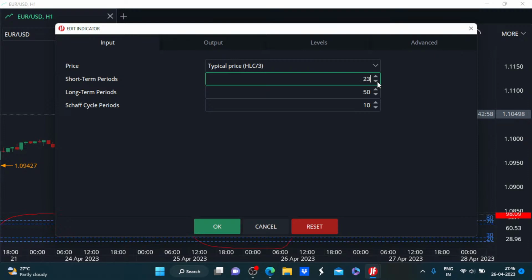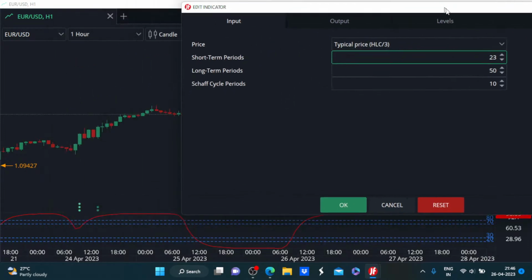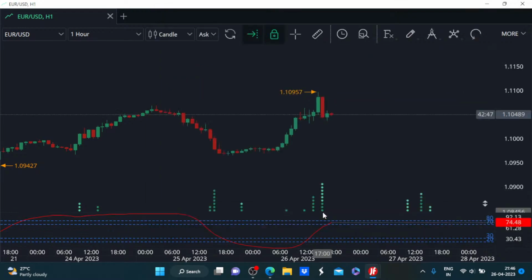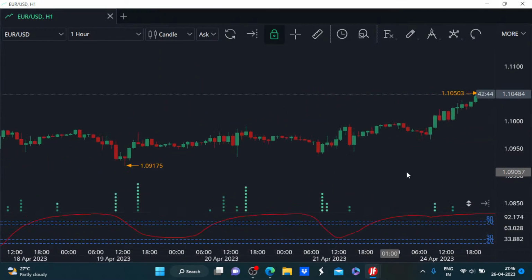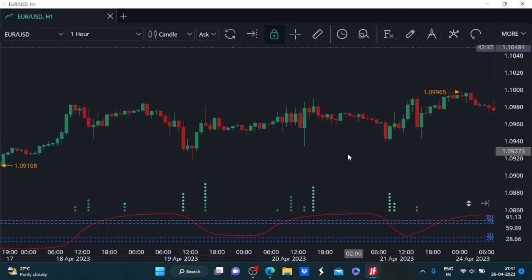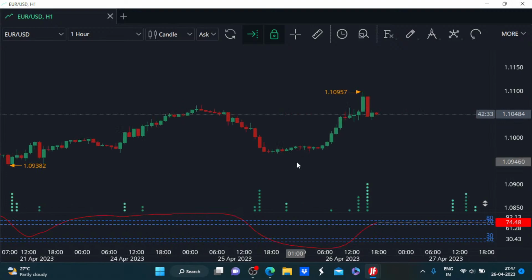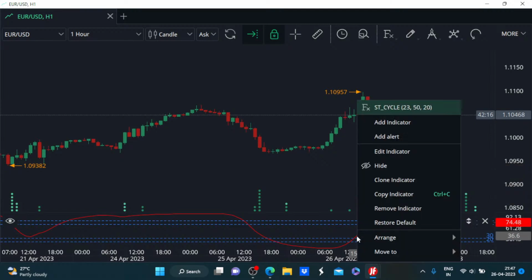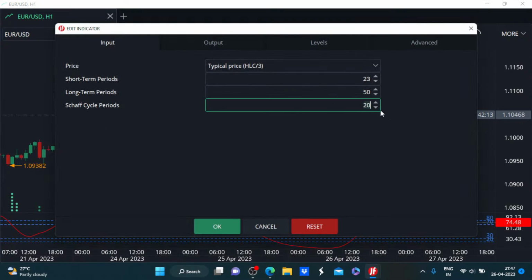Now I am restoring back the 23 Schaff cycle period. You can vary this as well. Let's try changing it to 20, and you will see that the smoothing factor has increased much more as we have increased the cycle period. As a result of that, we are going to see these changes in the trend taking place only when there is a significant trend change, a significant price move for the underlying instrument. So the confirmations of the trend change came in quite late in comparison to what we were observing when we were using 10 as the Schaff cycle period.